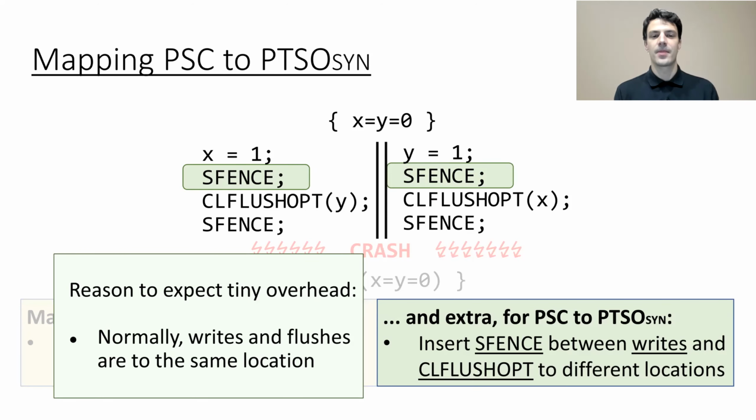Interestingly, this pattern of having a write followed up by a flush of a different location is not very natural. You would typically expect writes to be followed up with flushes to the same location. So it is possible that this extra work that our mapping from PSC to PTSOSYN adds on top of the standard mapping has not a significant overhead, which is something that could be interesting to explore.